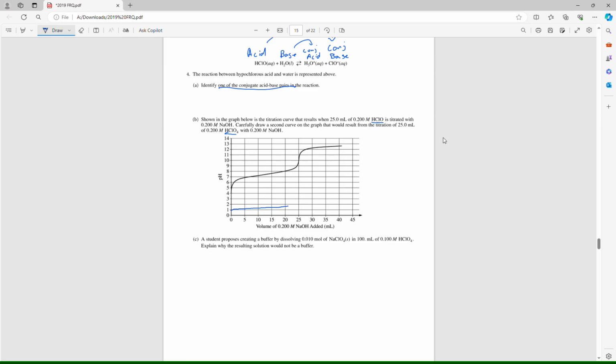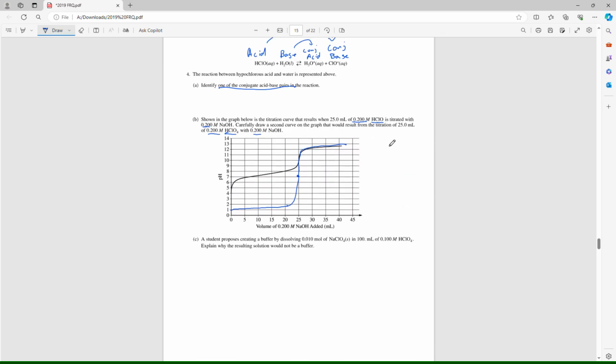But since the molarities are the same, still 0.2 molar, 0.2 molar, 0.2 molar, the equivalence point is still going to happen at 25 milliliters. But with the strong acid, strong base titration, such as HClO4 with NaOH, the equivalence point pH should rest around a pH of 7. So we're going to draw the vertical part crossing through that pH of 7, and then plateauing, just as it did with the first diagram.